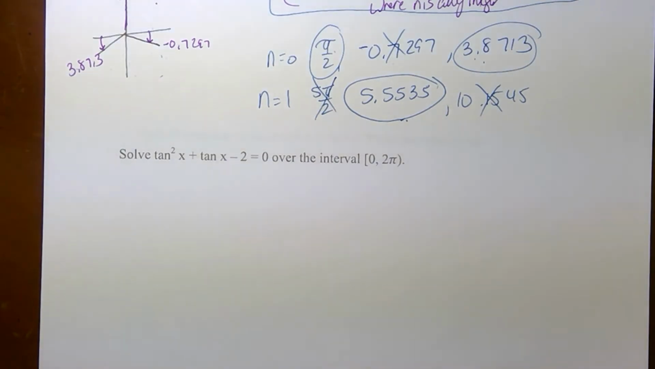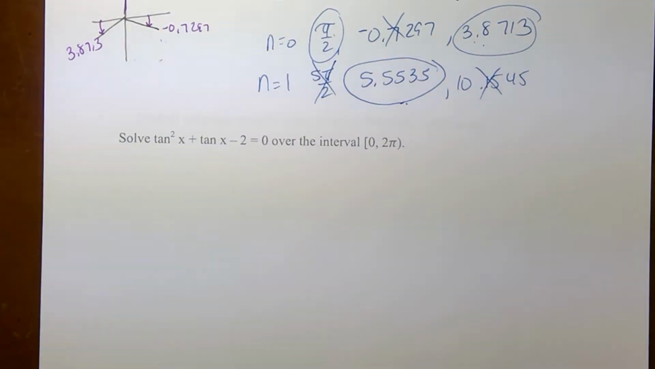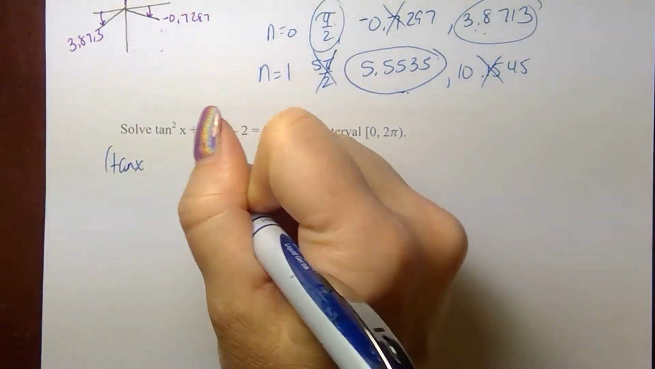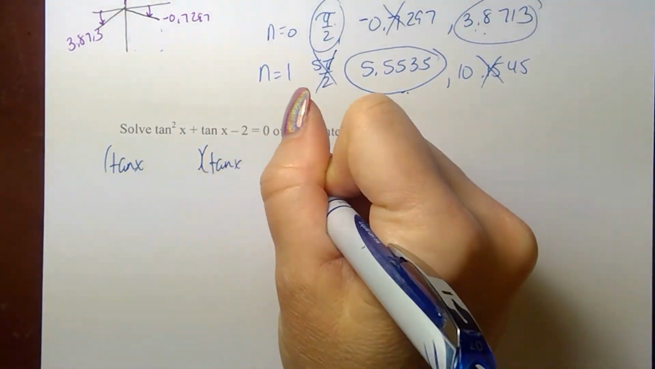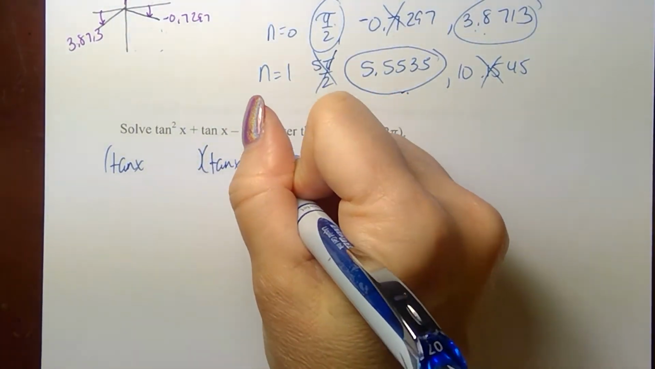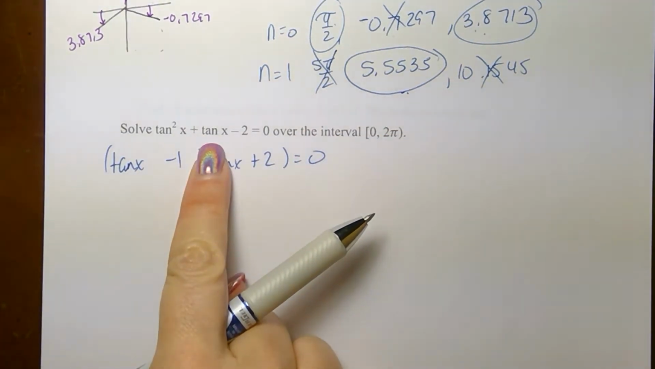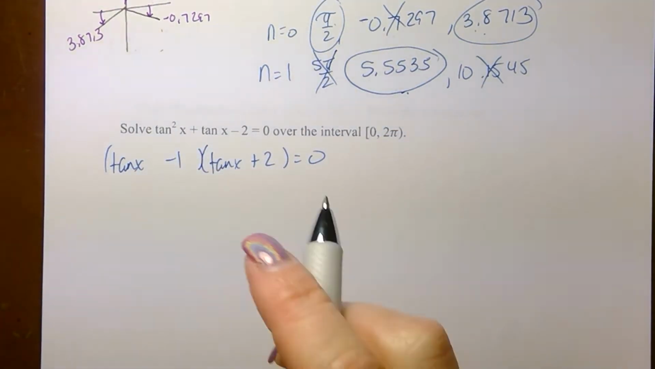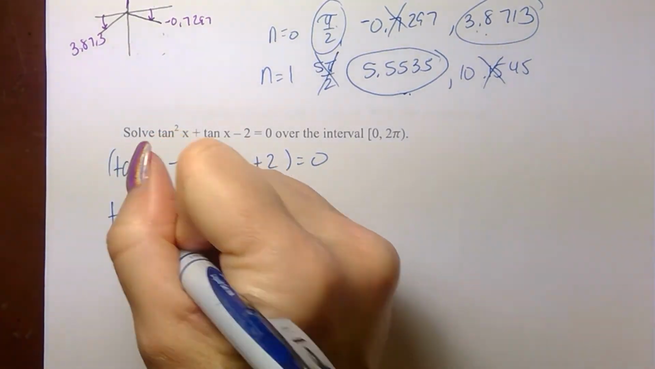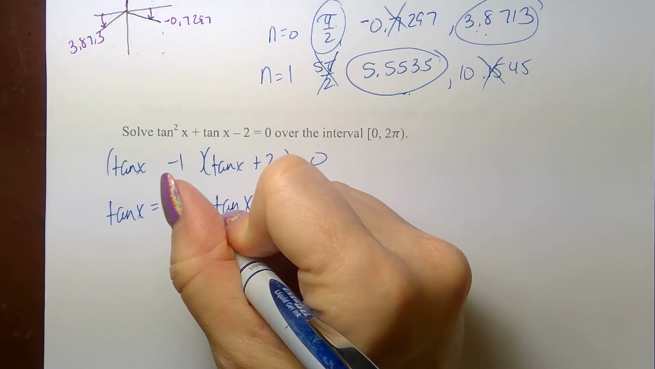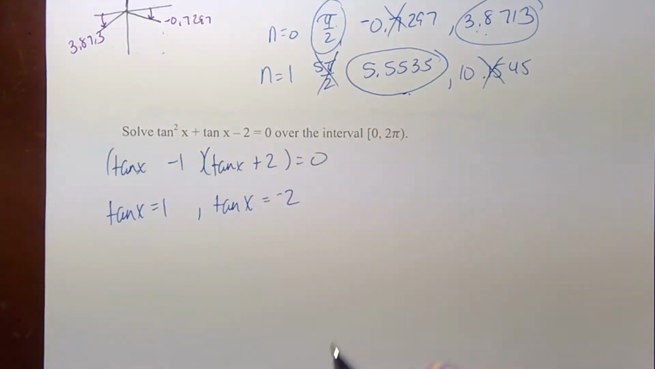Let's do another like this. We've got another quadratic. This one, again, is factorable. So when I factor this out, I get tangent x plus 2 and tangent x minus 1. I need a +2 and a -1 in order to get to the -2 at the end and a positive tangent x in the middle. I set each of these equal to 0 and solve. So tangent x is +1 and tangent x is -2.